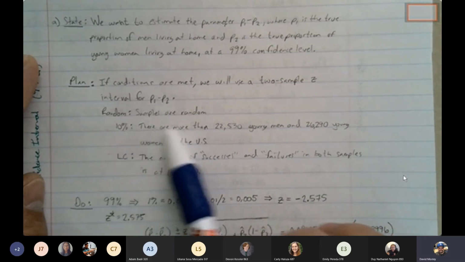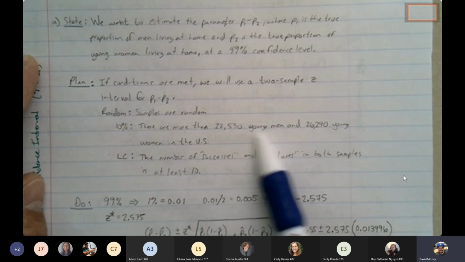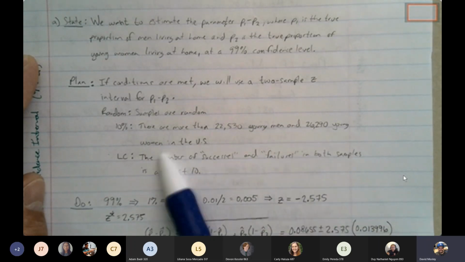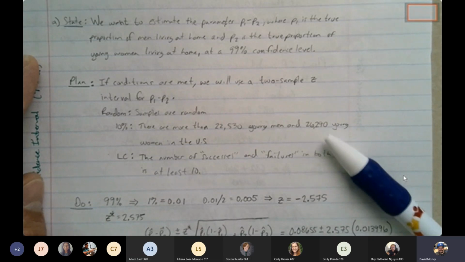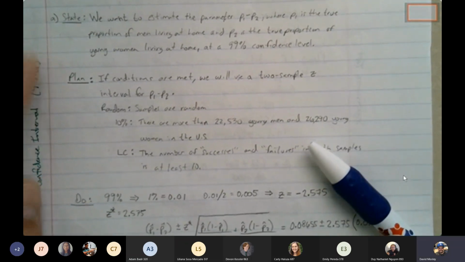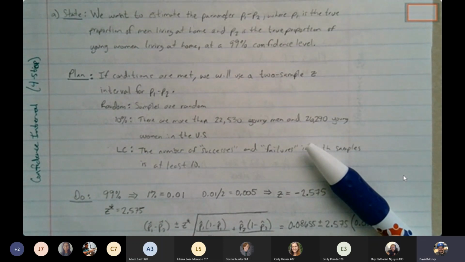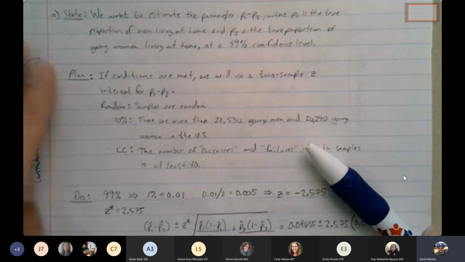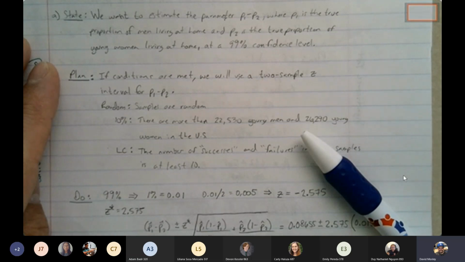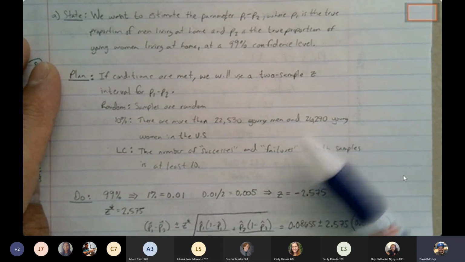10% condition: there are more than 22,530 young men and 26,290 young women in the US. This is a statement that we can say with confidence here. We know that there's more than that. I got those two numbers simply by multiplying the sample sizes by 10. If the sample is at most 10% of the population, multiplying it by 10 will give me the supposed minimum population size. In this case, I can make that statement that this minimum population size is much smaller than the actual population size.